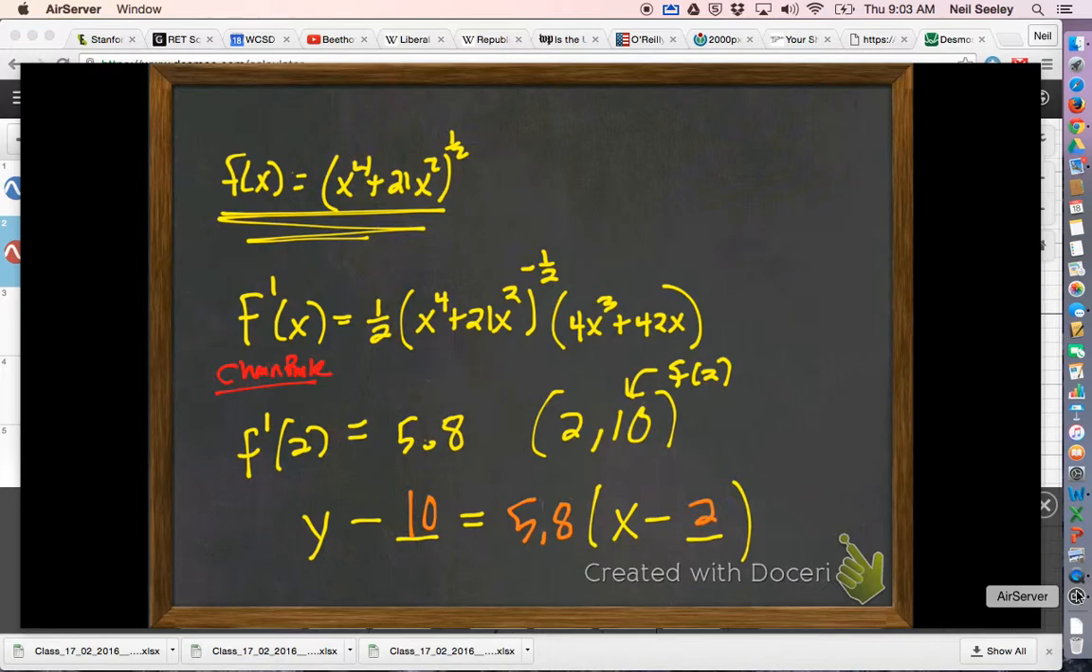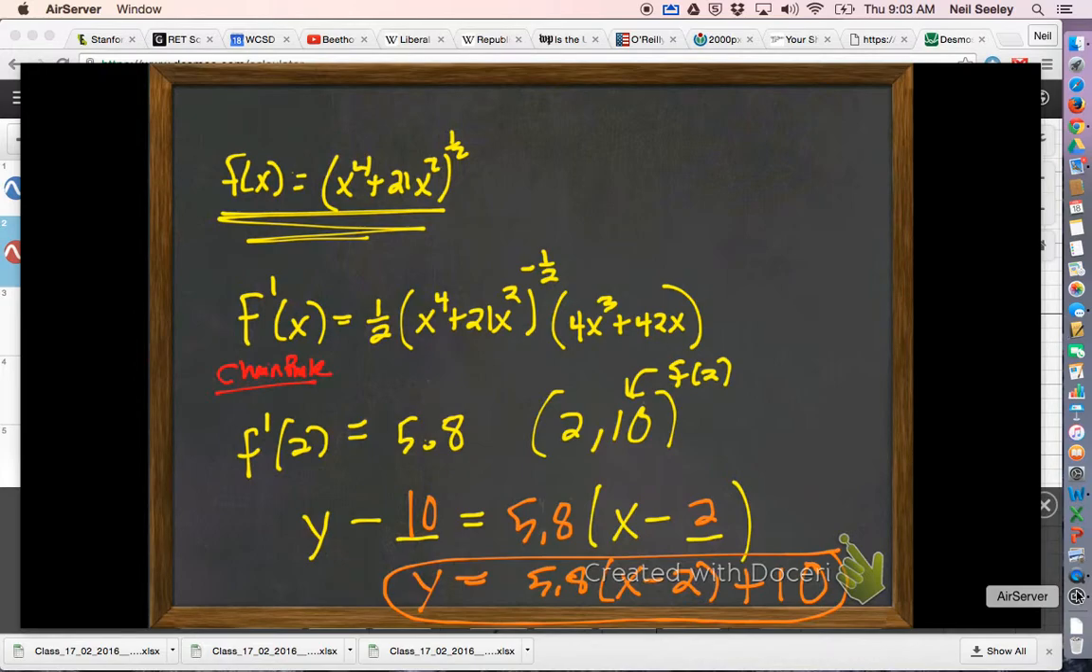That's all great. But you'll notice on WebAssign it wants y by itself, and it doesn't need you to simplify much, but you can simply go y equals 5.8 times (x minus 2), plus, because I get a minus 10 on the other side, so I add 10 to both sides. This is the equation that you can enter for your y equals. And then I think it says provide a graph of it.